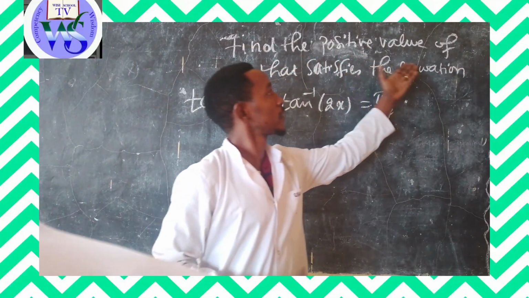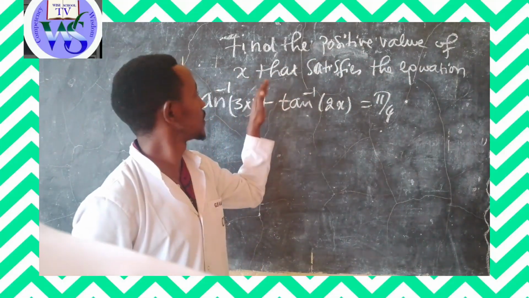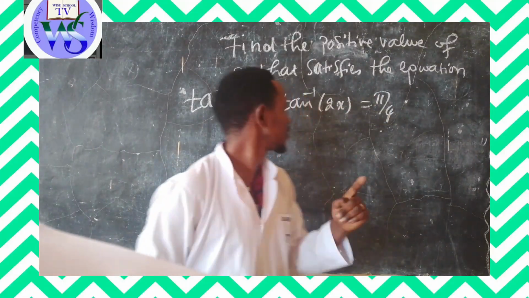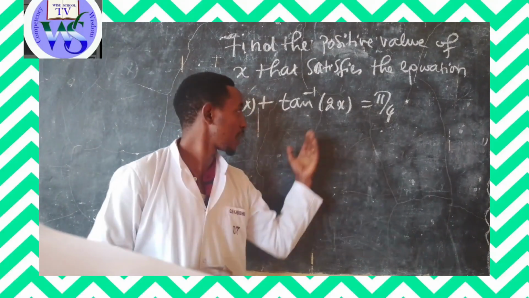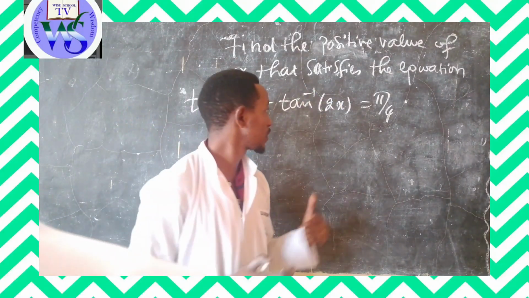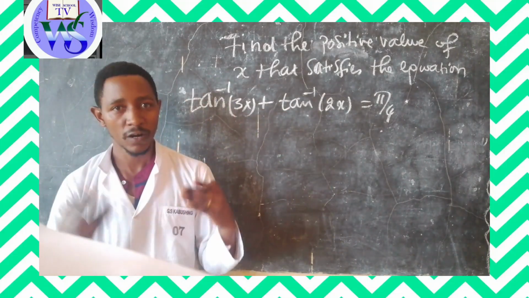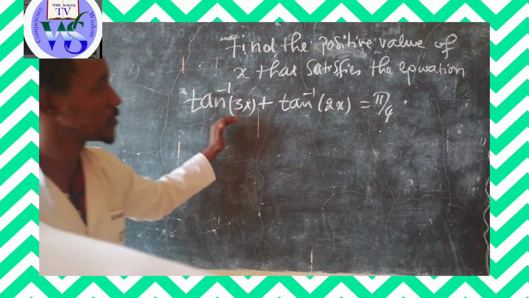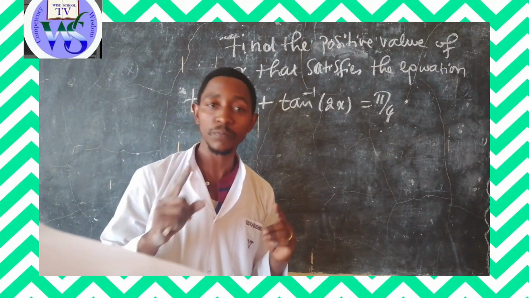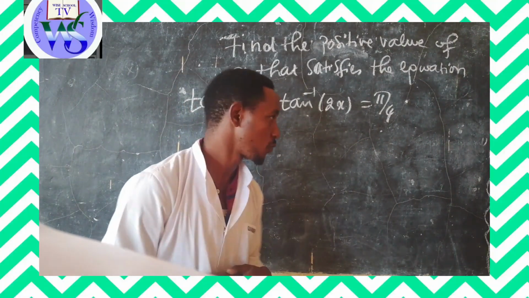Find the positive value of x that satisfies the equation tan⁻¹(3x) + tan⁻¹(2x) = π/4. How do we find the value of x? We need only the positive value of x.